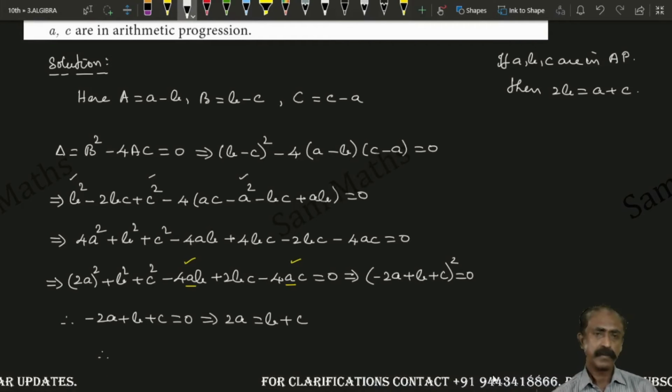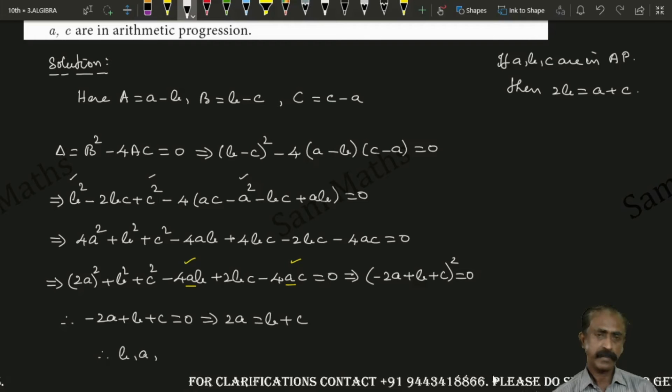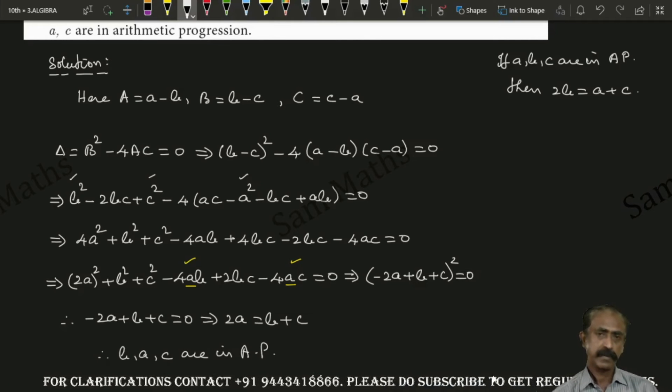Therefore, B, A, C are in AP. Hence proved.